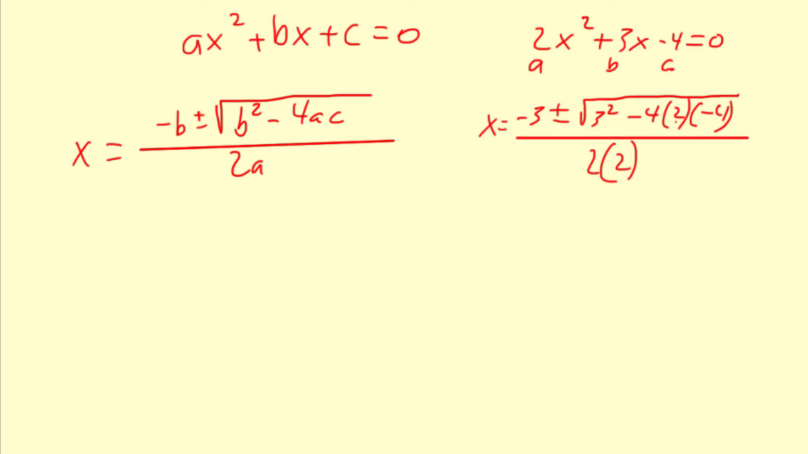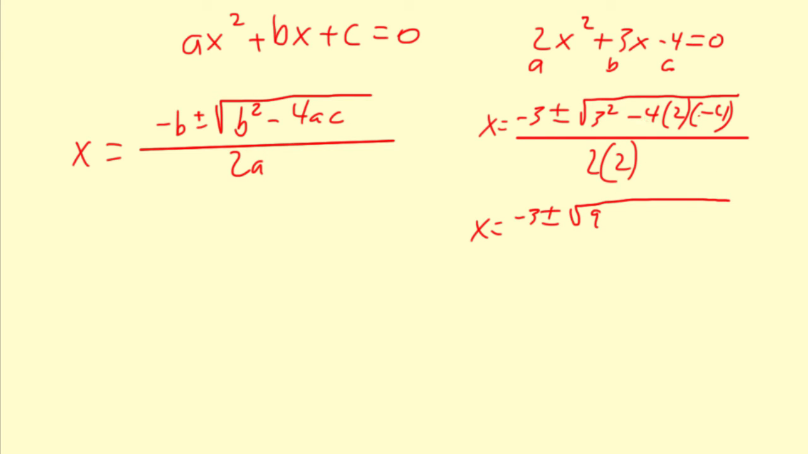So these are your solutions, but now you need to simplify it out, and that's where it can get a little tricky. You just have to make sure you do order of operations and pay attention. So x equals negative 3 plus or minus. You want to simplify it inside the radical first. So 3 squared is 9.